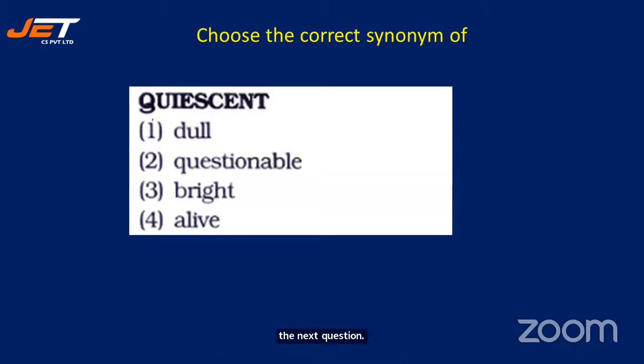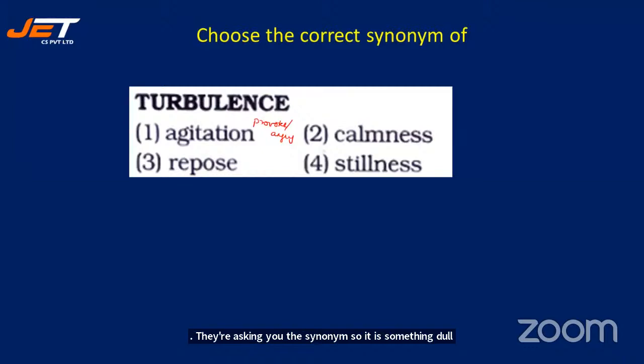See the next question. Quiescent. You have four options: dull, questionable, bright, alive. I can say something which is not clear. Now you will be able to give me the answer. They're asking you the synonym. Yes, Rishikesh is right. Swapna is right. Gayatri is right. Perfect. You should always know what the question is. They're asking you the synonym. So it is something dull, which is not bright. All right. See the next question.